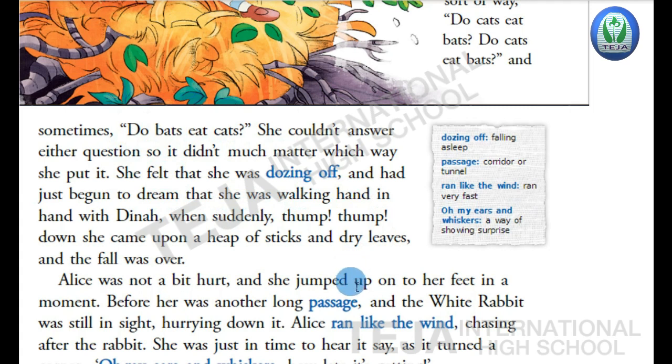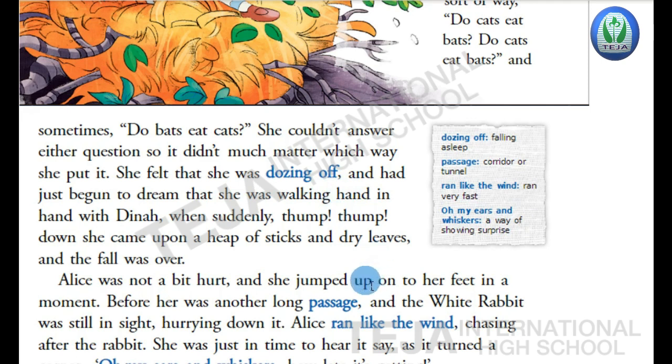Do cats eat bats, or do bats eat cats? She didn't know the answer to either of the questions. So it did not matter much which way she put it. So she felt that she was dozing off. Dozing off means falling asleep.